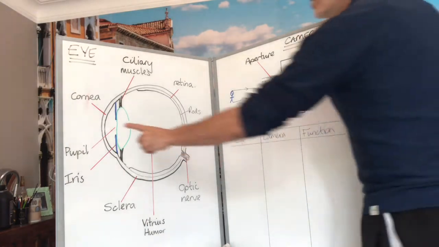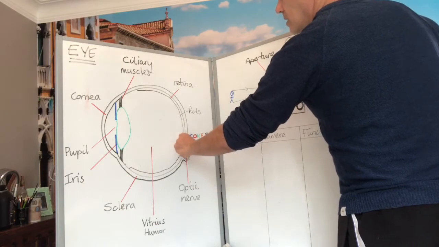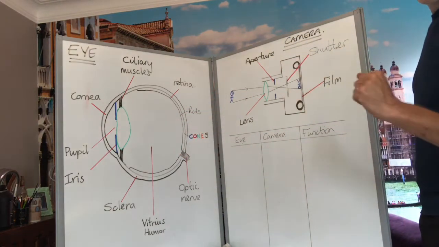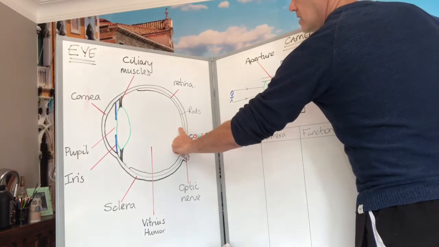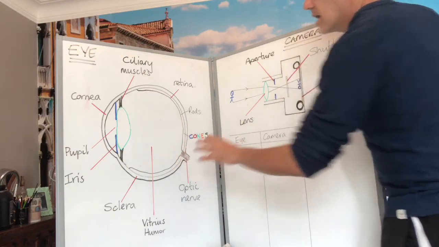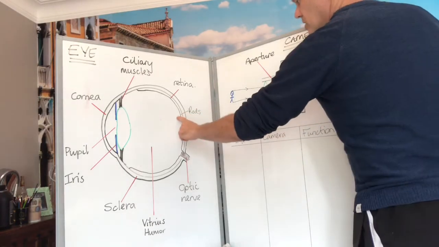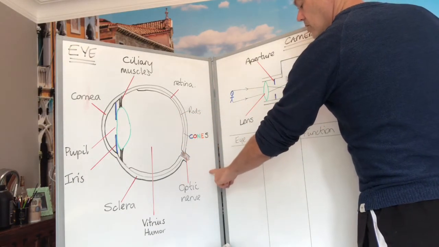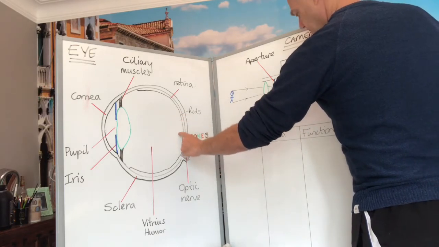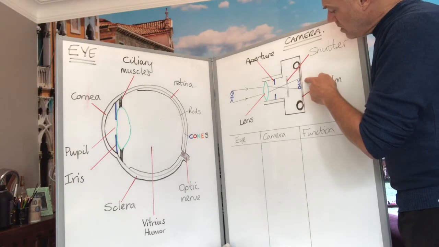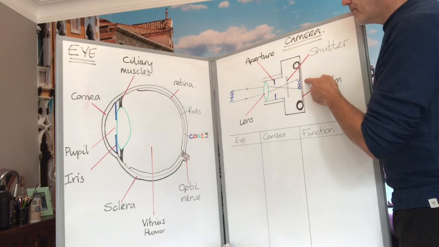Now in the eye, when the light passes through, it's focused on the back of the eye here. There's no shutter, well, unless you count the eyelid, okay? But the retina does not make a permanent image. The information is sent directly to the brain via the optic nerve, and it changes constantly. Whereas this film, you can only use it once and it will make a permanent image.